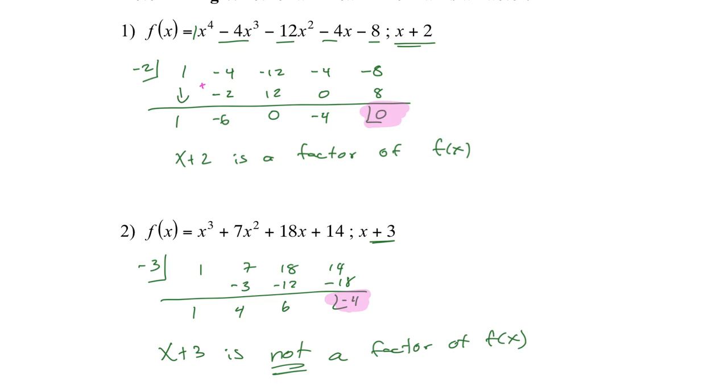Now, keep in mind the following: the number that I divide by, if this is a factor, that means that x equals negative 2 is a 0 of f of x, of that polynomial. Again, if x plus 2 is a factor, that means that x equals negative 2 is a 0 of that polynomial.